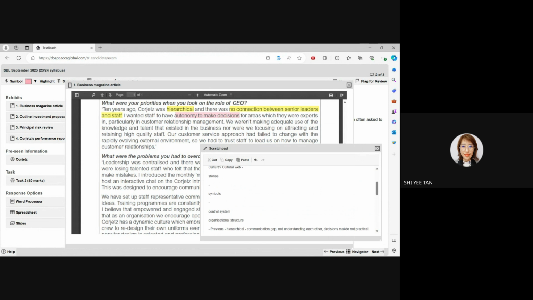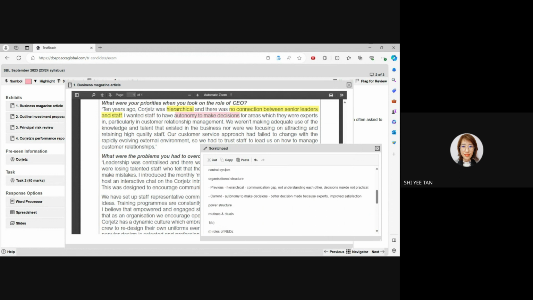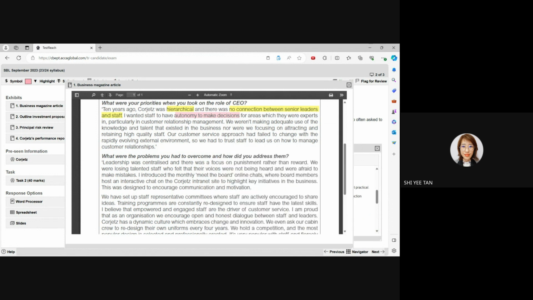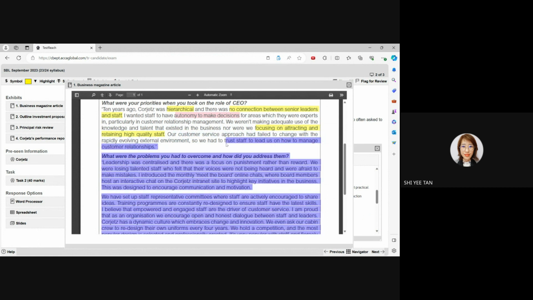Okay, can we pick something here? Let's have a look. We have story, we have symbol, control system, power structure, routine, and rituals. We basically can pick this point in the sense that we don't focus too much on training our staff. We don't focus too much on our staff, right? You want to use this point also can, no issue. Okay, so this is more towards the problem over there. All right, so I just write it down.